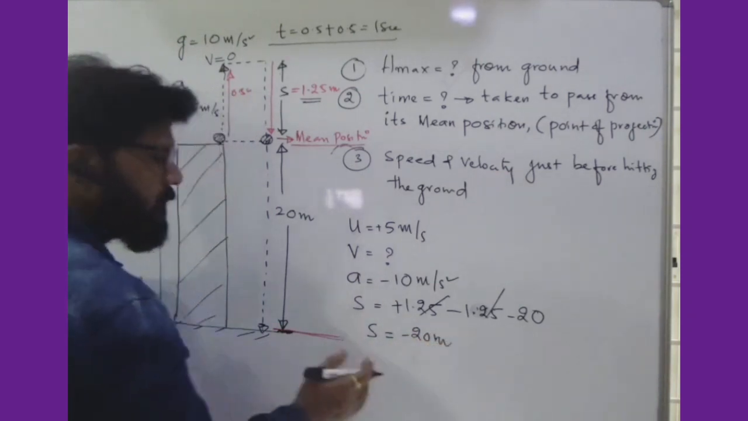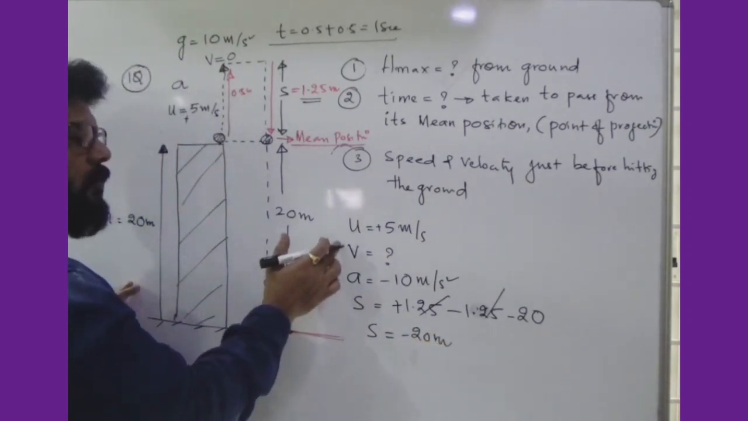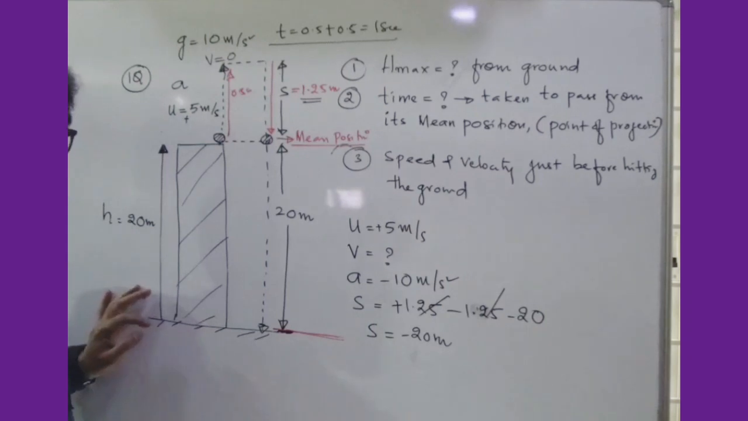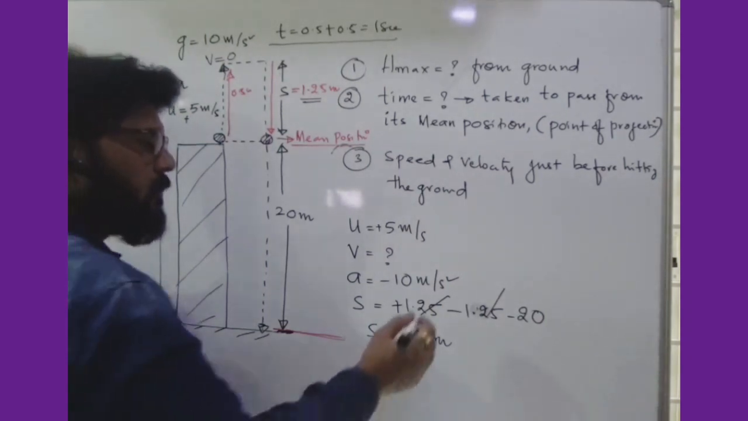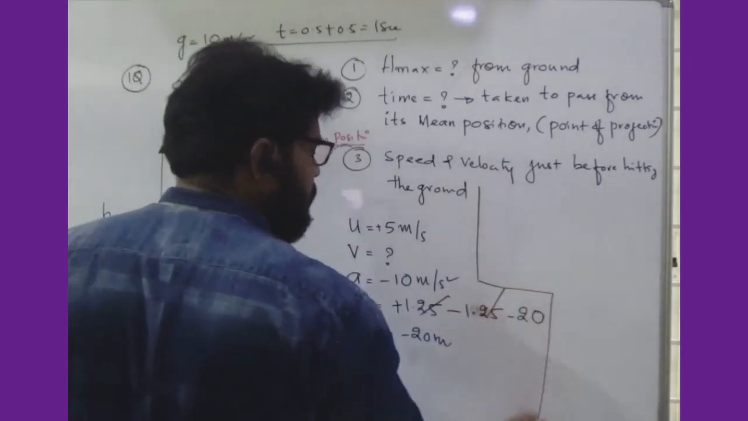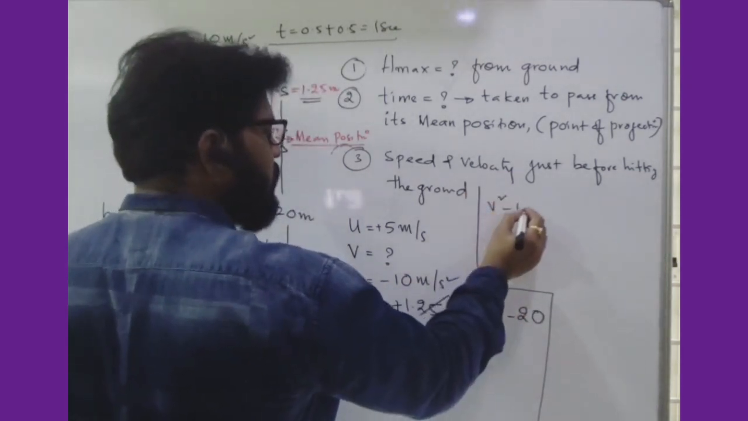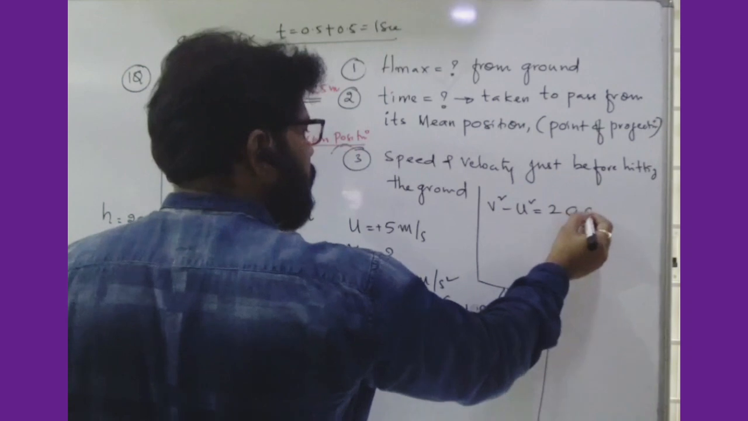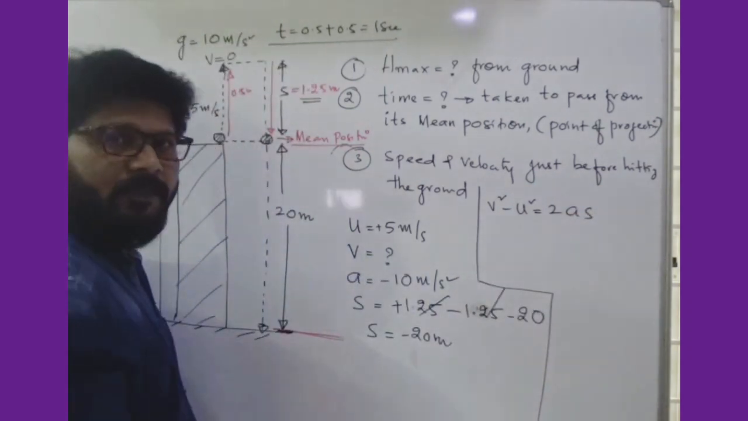Now everything is there with you. S, A, V are known and you want to find U. So V square minus U square is equal to 2AS. Simply substitute and see what you will be getting.